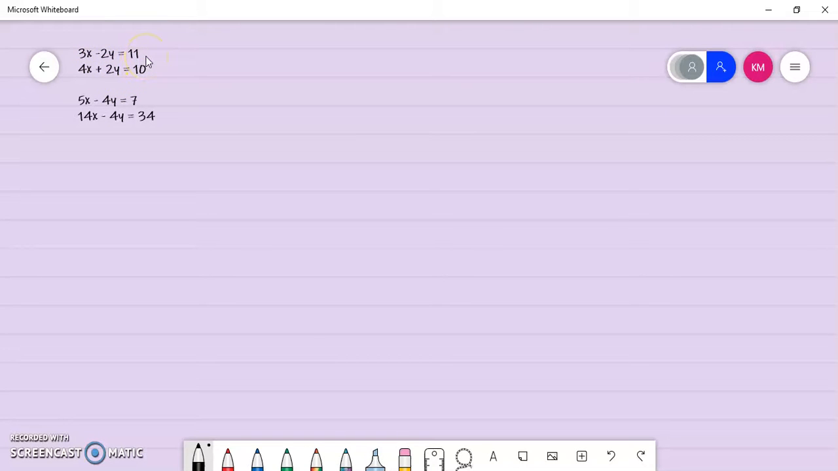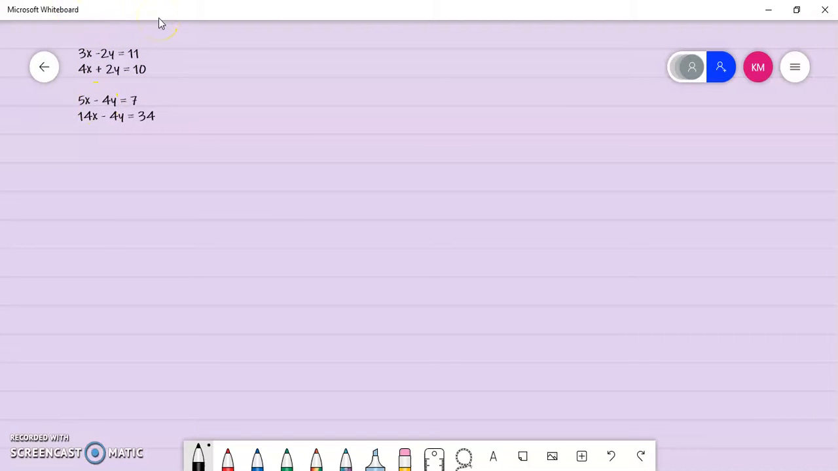Now you can do one of two things. You can either subtract both equations or you can add both equations. If I subtract both equations, I am going to get negative 2 minus 2, I'm going to get negative 4. If I add both equations, I'm going to get negative 2 plus 2 is 0, and that gets rid of my y. So in the first example, I need to add both equations.